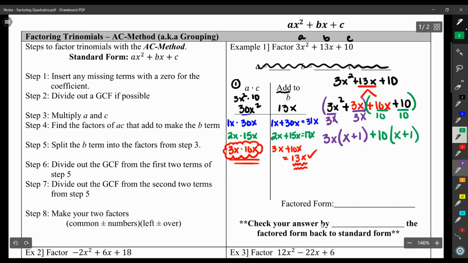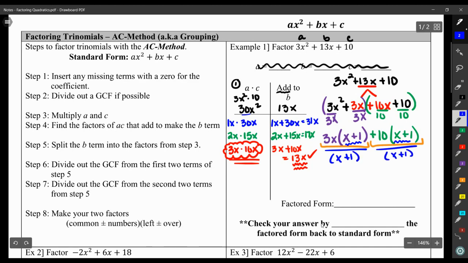So now what we have left is two very large terms. Remember, terms are separated by addition or subtraction. So this 3x times x plus 1 is a term, and 10 times x plus 1 is also a term. And so what we need to do is look, and I noticed that this has an x plus 1, and so does this. So just like we divided out the greatest common factor here, the greatest common factor of this term and this term is the x plus 1. So we're going to divide out x plus 1 on both terms.